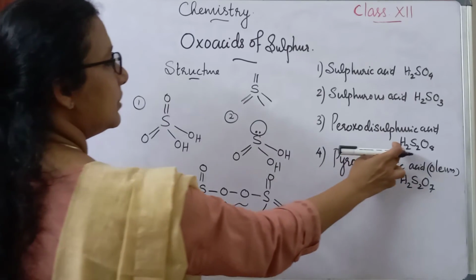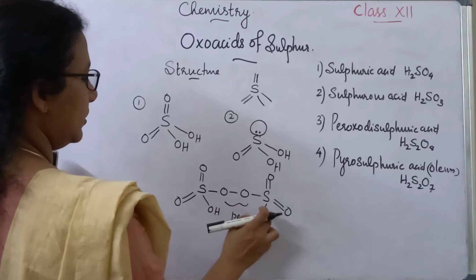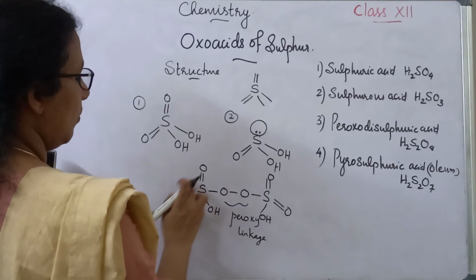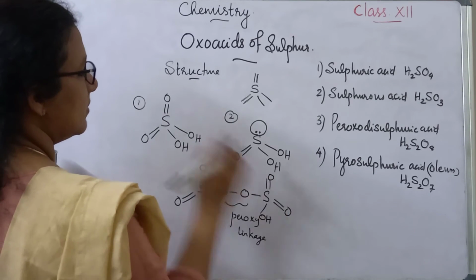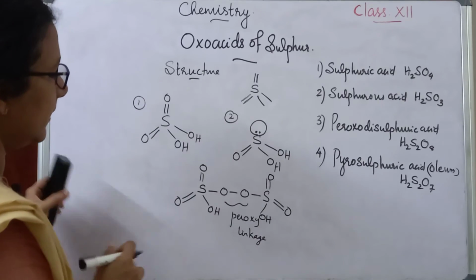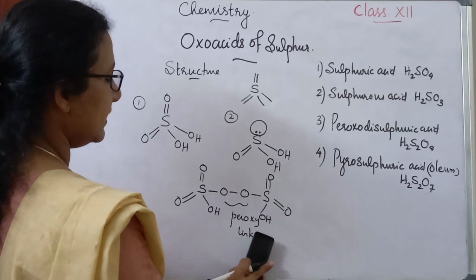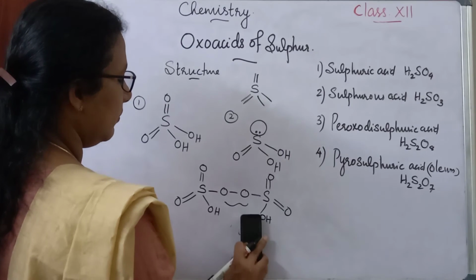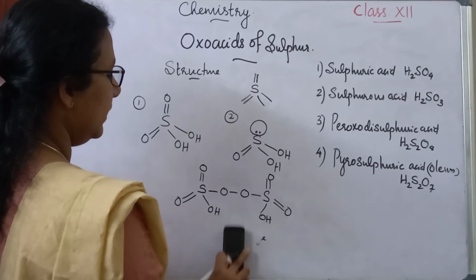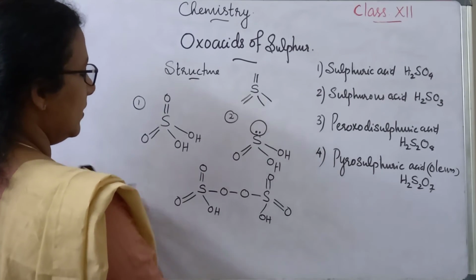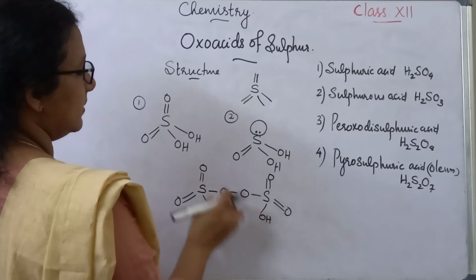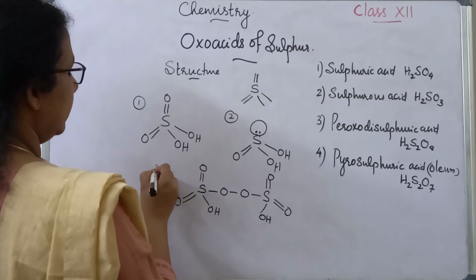So this will be H2S2O8. So 8 oxygen atoms are here. So this is actually a peroxy linkage. So there will be OO linkages here. So it is SOOS. So this is the third one.